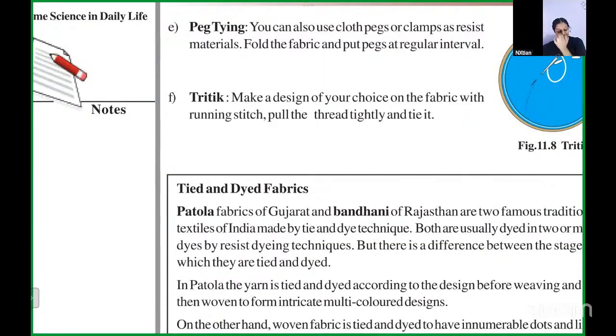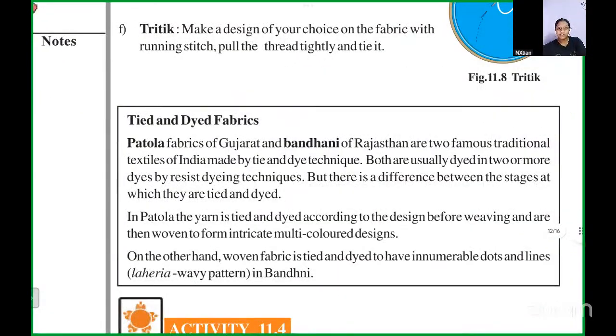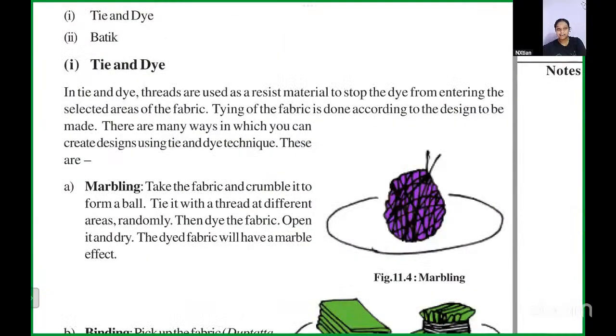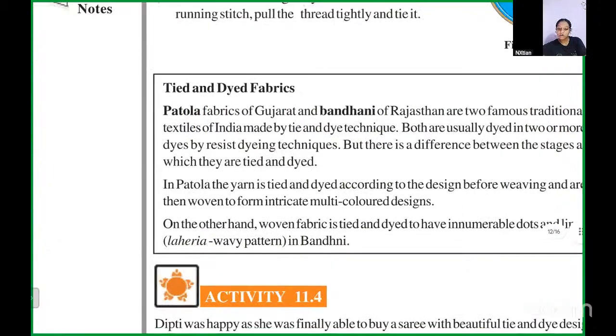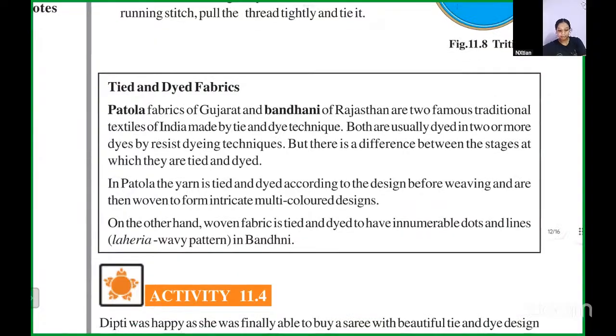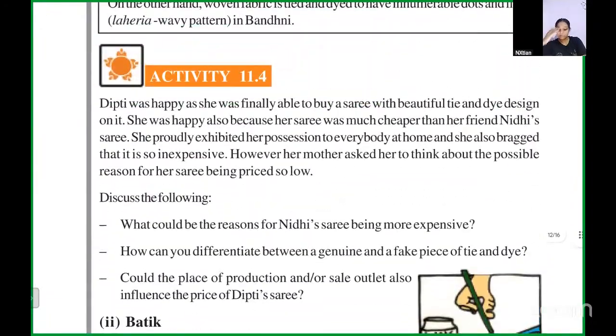Then we saw dyed fabrics, various types of dyeing techniques of tie and dye, how the knots are made, how in various styles the fabric is tied to create different kinds of patterns on it. Then we saw two major examples of tie and dye fabrics of two different states. We saw Patola fabric of Gujarat and Bandhani of Rajasthan, which are two traditional textiles of India made by tie and dye. And then we saw batik.